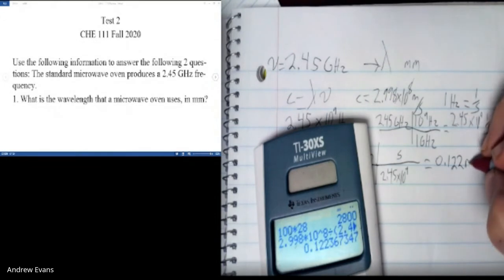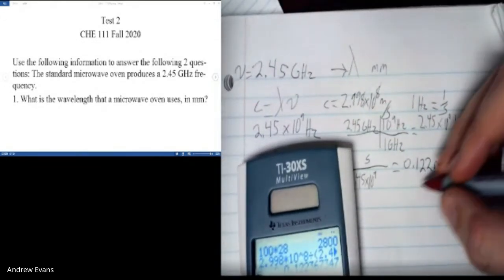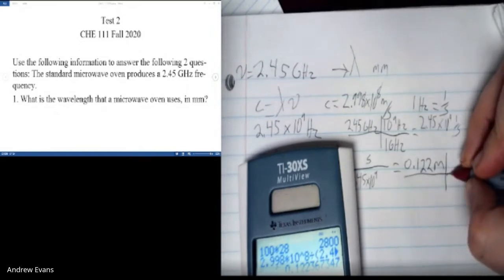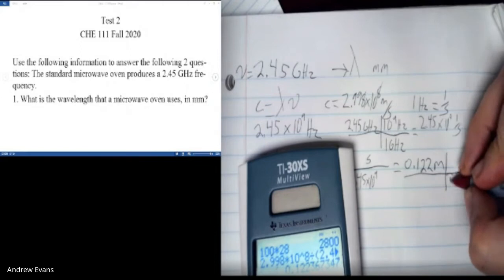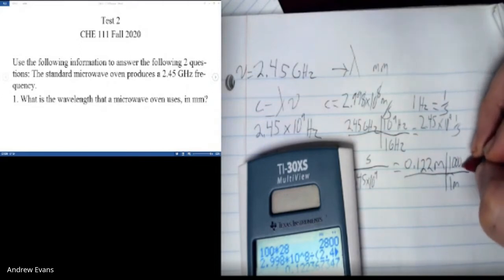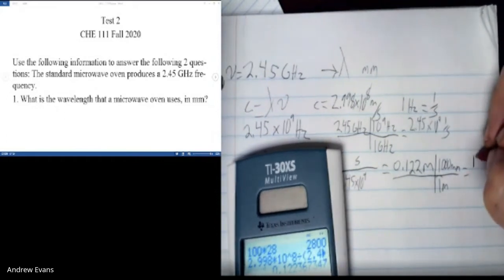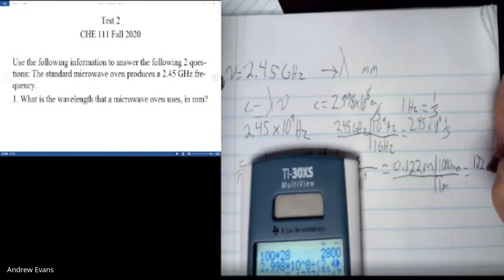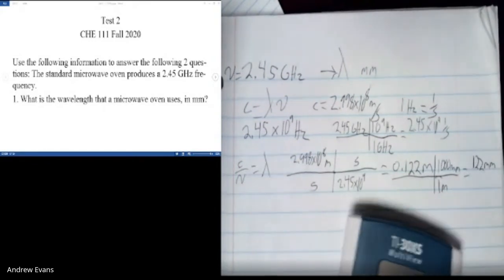0.122 meters. But the question asks in millimeters, so the last step to get the full credit in this fill in the blank type question is, in 1 meter there is 1,000 millimeters. So the correct answer is 122 millimeters.